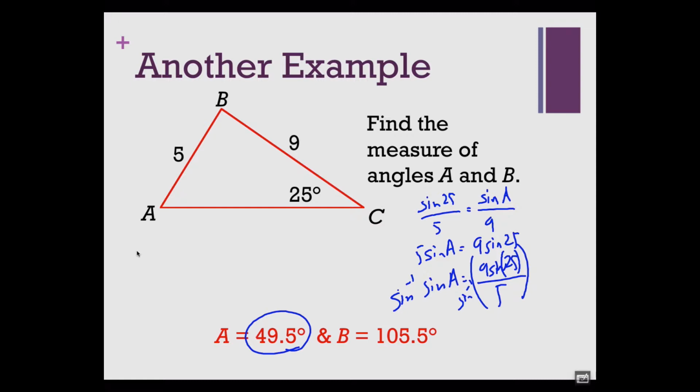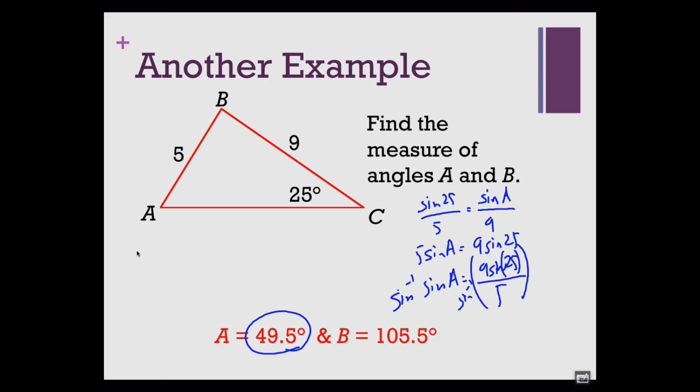How would you put it in your calculator? Inverse sine of, okay, parentheses, 9 times the sine of 25, close parentheses, divided by 5, close parentheses. It should give you that 49.5, 4, 5, 2, 5, whatever you said. Get it?